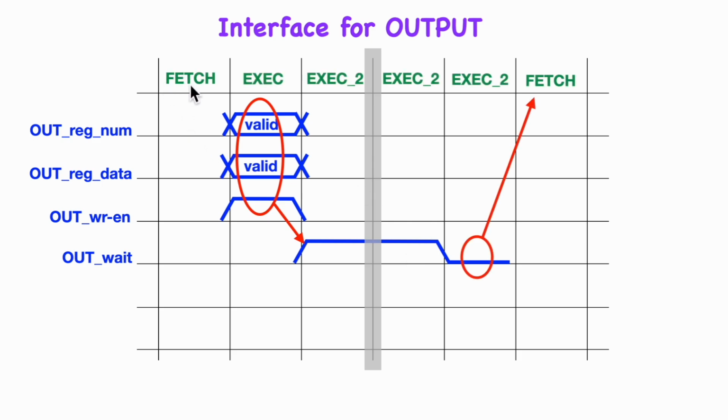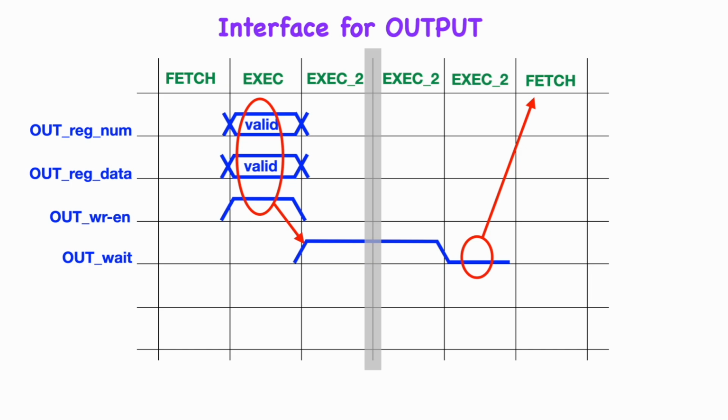Now let's see what the finite state machine is doing. The fetch cycle occurs first, and that's where the core is sort of figuring out what to do. And then there is an execute cycle during which the core will raise the lines appropriately, and then it will go into the execute 2 state, and it will remain there until at some point the out wait signal is low, at which time it will go into the fetch state for the next instruction.